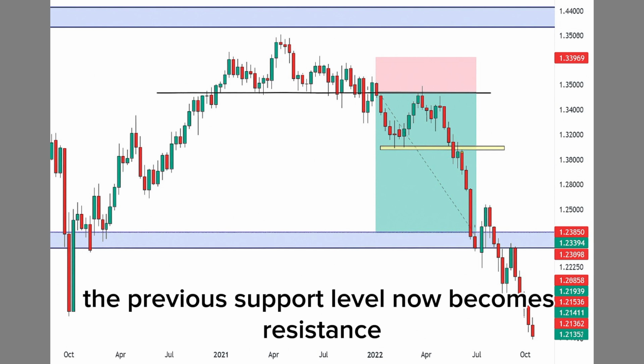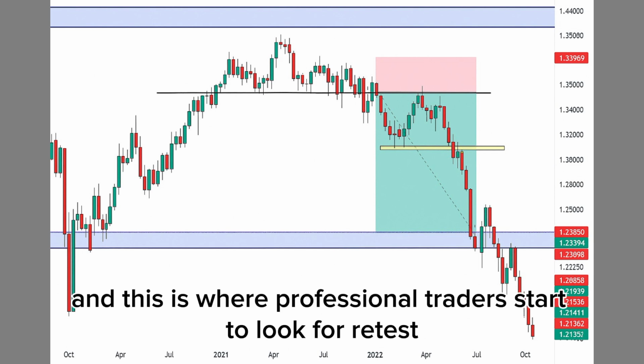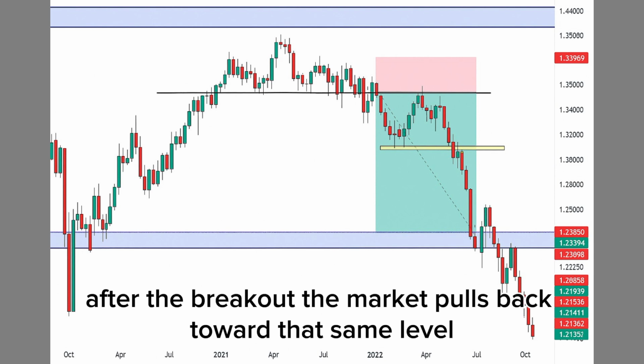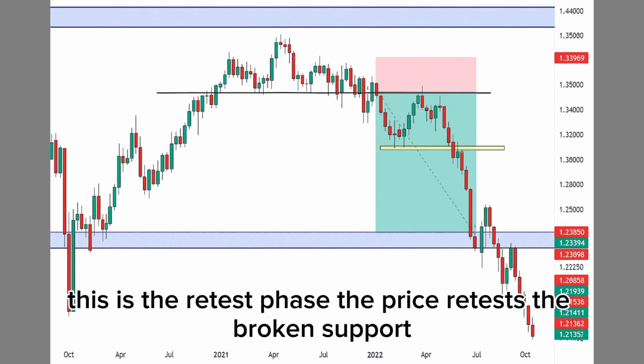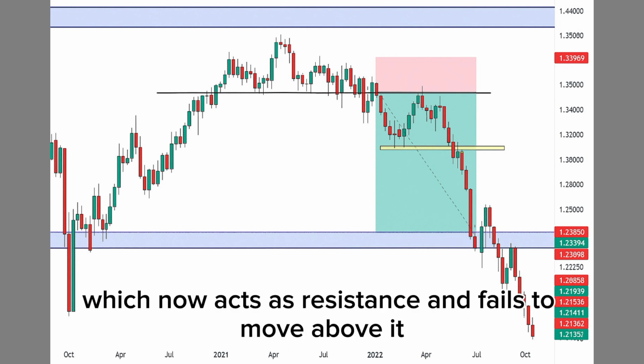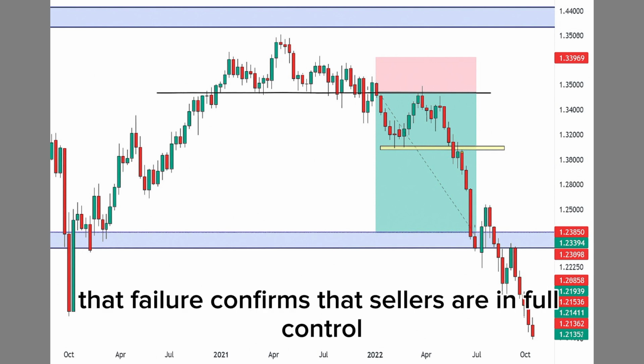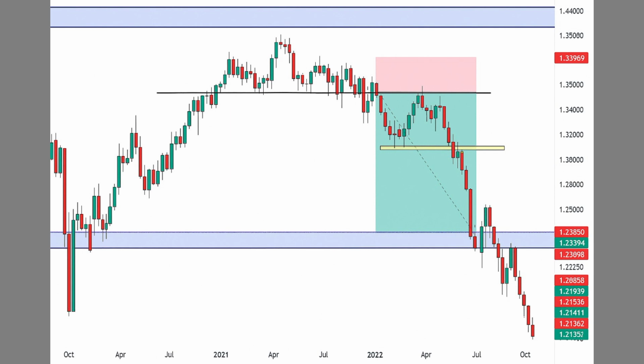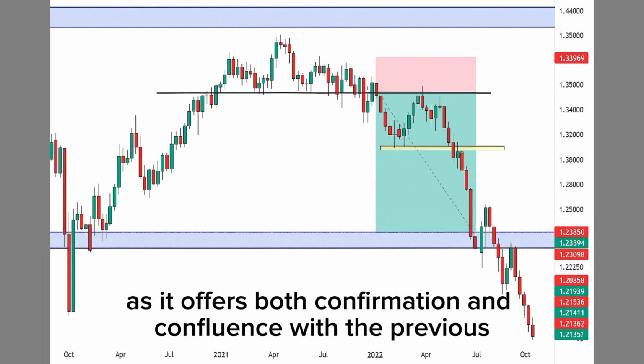The previous support level now becomes resistance, and this is where professional traders start to look for retest confirmations before entering short positions. After the breakout, the market pulls back toward that same level. This is the retest phase. The price retests the broken support, which now acts as resistance and fails to move above it. That failure confirms that sellers are in full control. This area is the perfect entry zone for a short trade, as it offers both confirmation and confluence with the previous structural level.